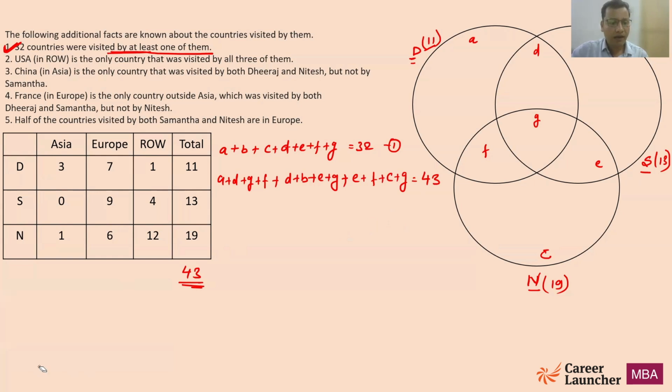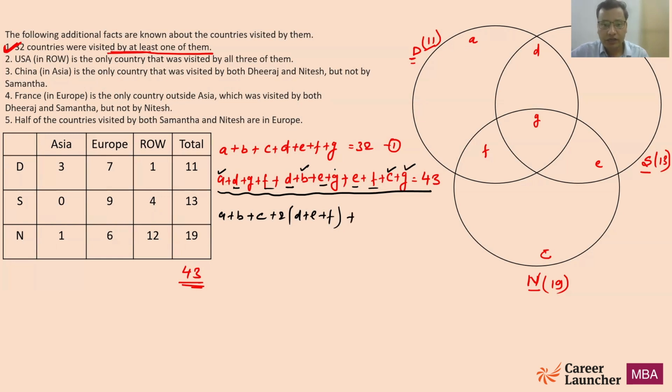From here I can do one more thing. If we rearrange the second statement, I can get A plus B plus C, and we have 2Ds, 2Es and 2Fs, so I can write plus 2 into D plus E plus F, and also we get 3G. So this is 3G, and that equals 43. Now we have the first equation, and this is my second equation.